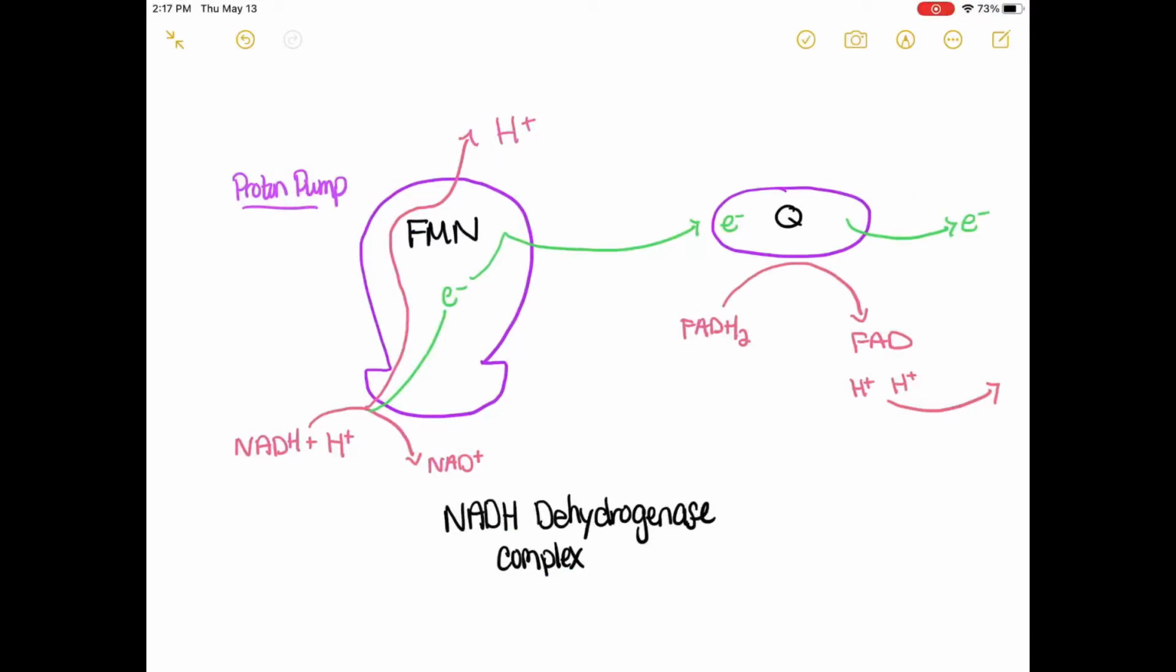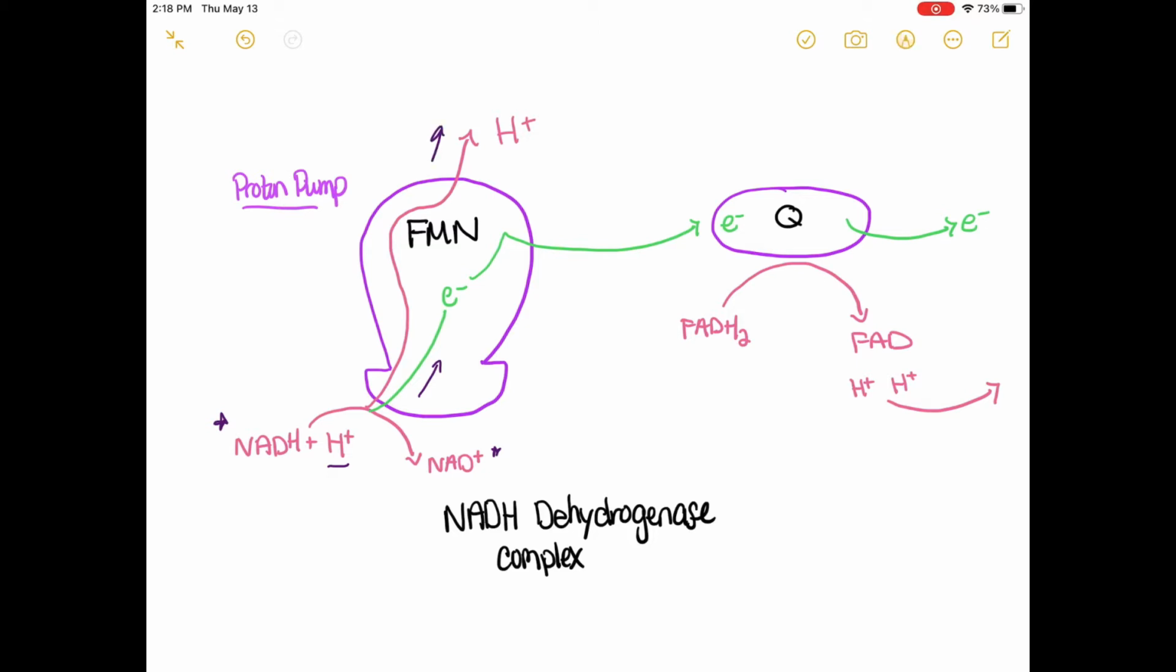In chemiosmosis, we are starting with NADH. This electron carrier is, guess what? Carrying electrons. These electrons are released from NADH as well as hydrogen, resulting in NAD plus, electrons going down the electron transport chain, and hydrogen, protons, being pumped out to the other side of the membrane.